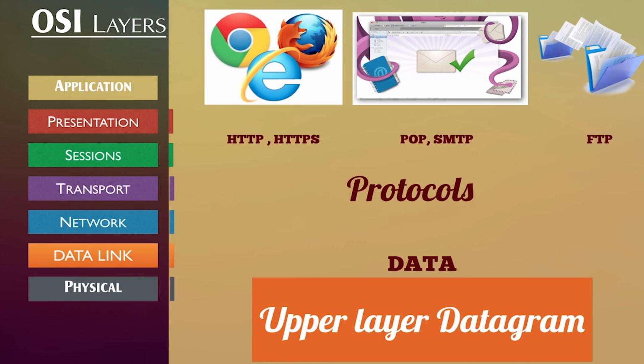Now popular protocols are HTTP, HTTPS for web surfing. For emails, you have POP, SMTP, and for file transferring you have the FTP protocol. Now the data in this layer is called the upper layer datagram.